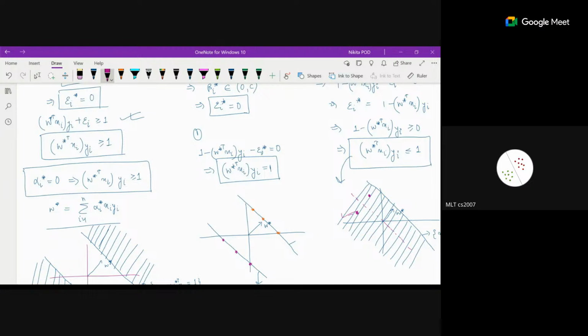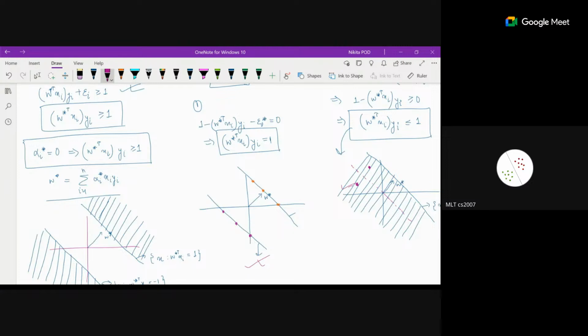From the second case, these points are also important because for these points, my alpha i star was lying between 0 to C. So the points which are on the margin, or the points which are incorrectly classified, or the points which are correctly classified with less margin, are the points which are important for our W star.